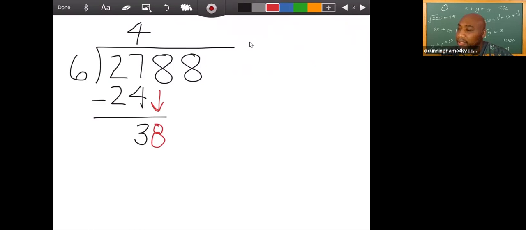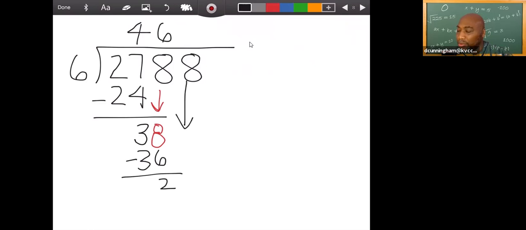In our case, it's going to be 6 times because 6 times 6 is 36. And then 6 times 7 is 42. So we want to do 6 times 6. We subtract. This is a remainder of 2. And you bring this 8 down. And I usually write it in red. I'm going to write this 8 in red. So now we got 28.